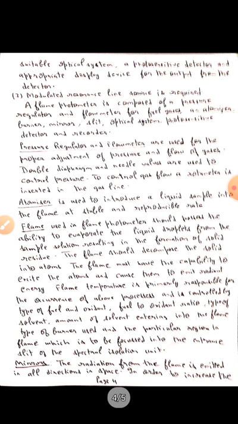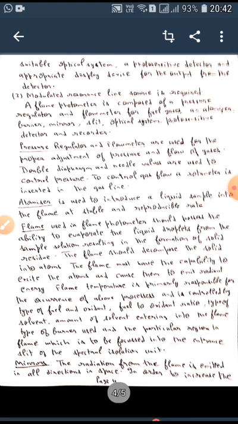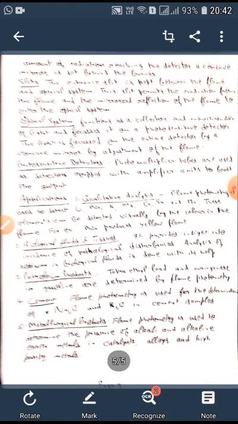Next important requirement is the mirrors. The radiation from the flame is emitted in all directions. However, we need to channelize it in one particular direction. Now, in order to increase the amount of radiation reaching the detector, a concave mirror is set behind the burner.